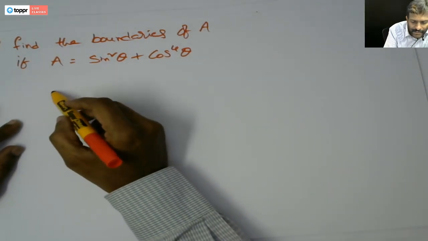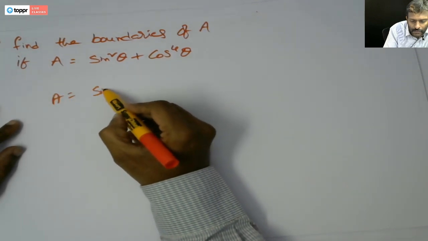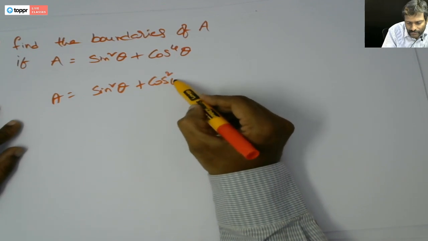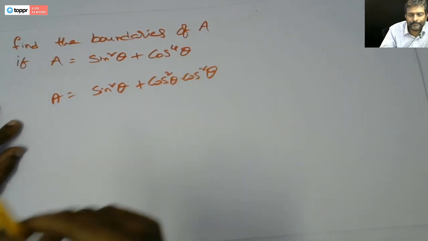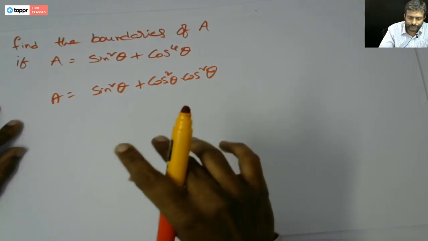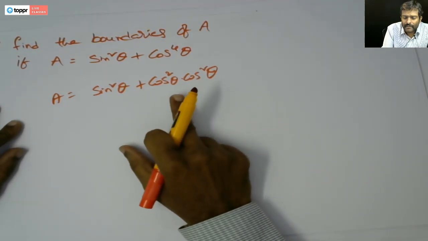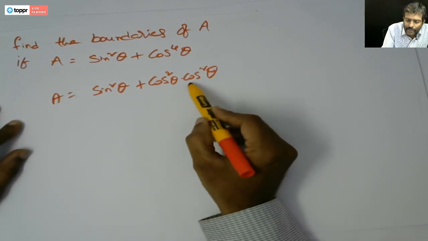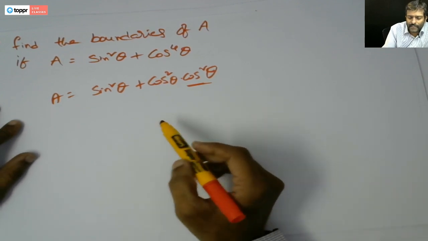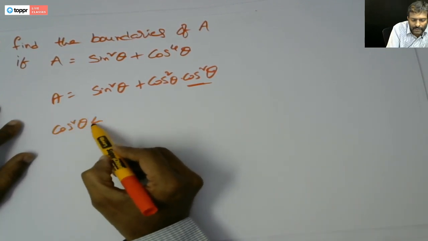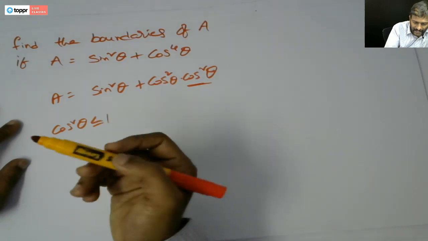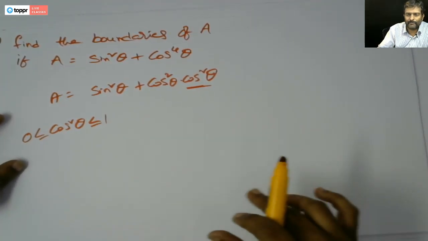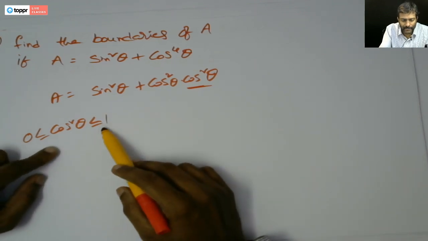So here a is equal to sine square theta plus cos power 4 theta, which is given. Let us write it as sine square theta plus cos square theta into cos square theta, right? Now what can be the value of cos square theta? Tell me. Cos square theta is always less than or equal to 1. Actually I can also say it is lying between 0 and 1, because cos square theta is always a positive value, right?